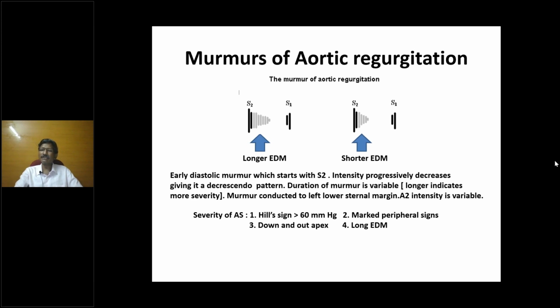Why is it decrescendo? There is no pressure at all. It is a free flowing murmur, flowing from the aorta to the left ventricle. So it is a low pressure murmur, and a low pressure murmur will be decrescendo. It is one of the murmurs which flows at a very, very low pressure. So that is why it's decrescendo and also difficult to appreciate.